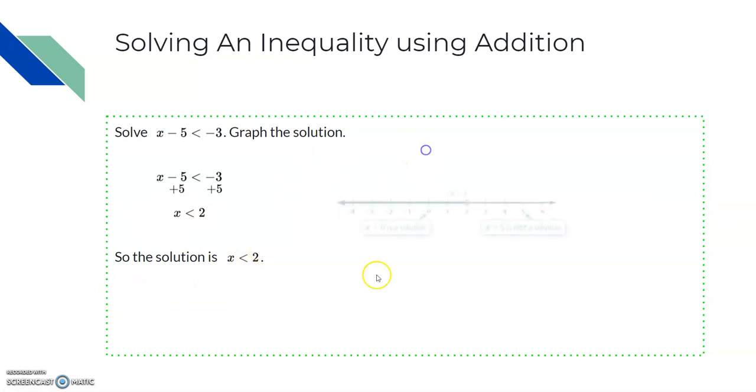Now to graph. Alright, x equals 0 is a solution. So x equals 2 is not a solution. So there's no line underneath. So it's going to be an open circle. The inequality sign is facing this way. So when you're graphing, it goes this way.